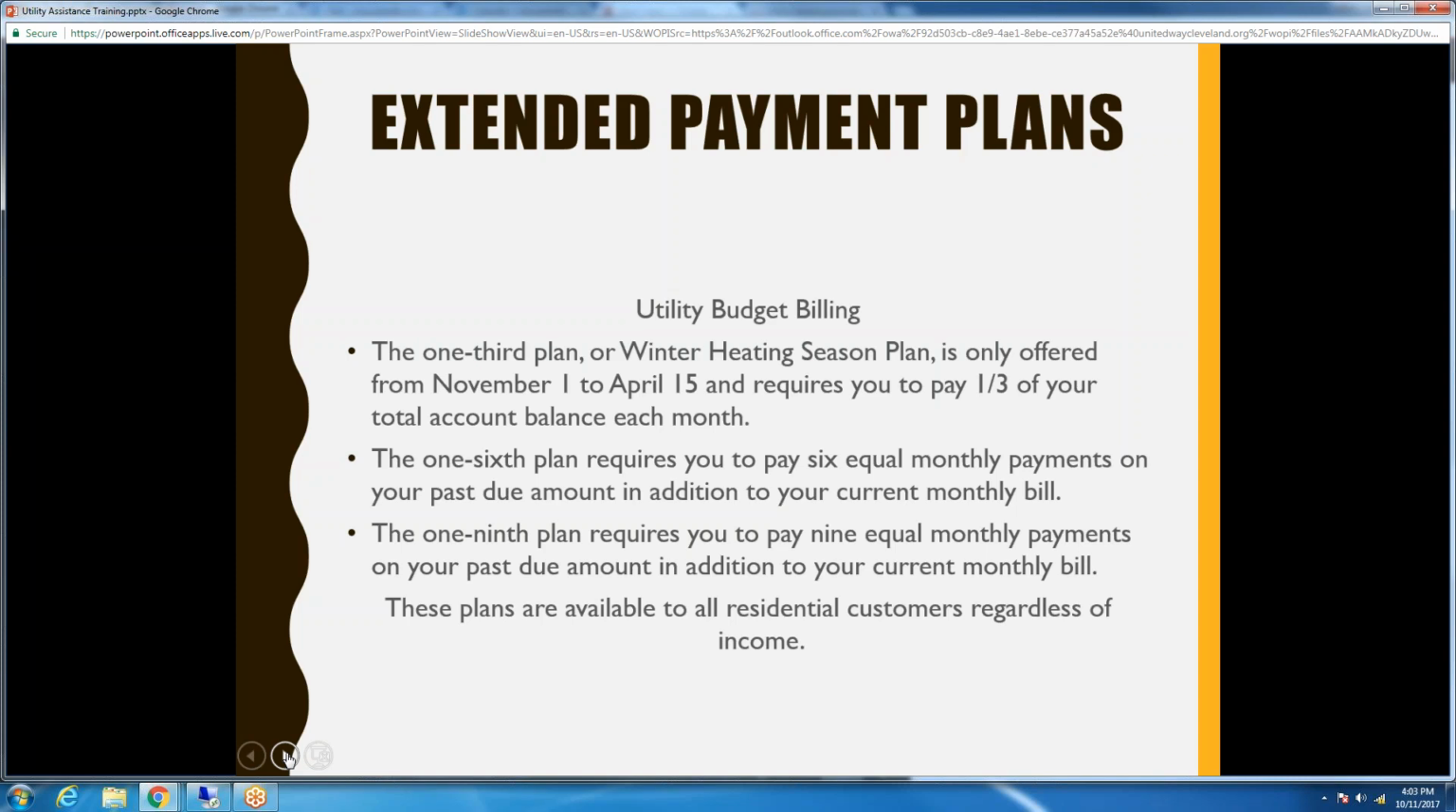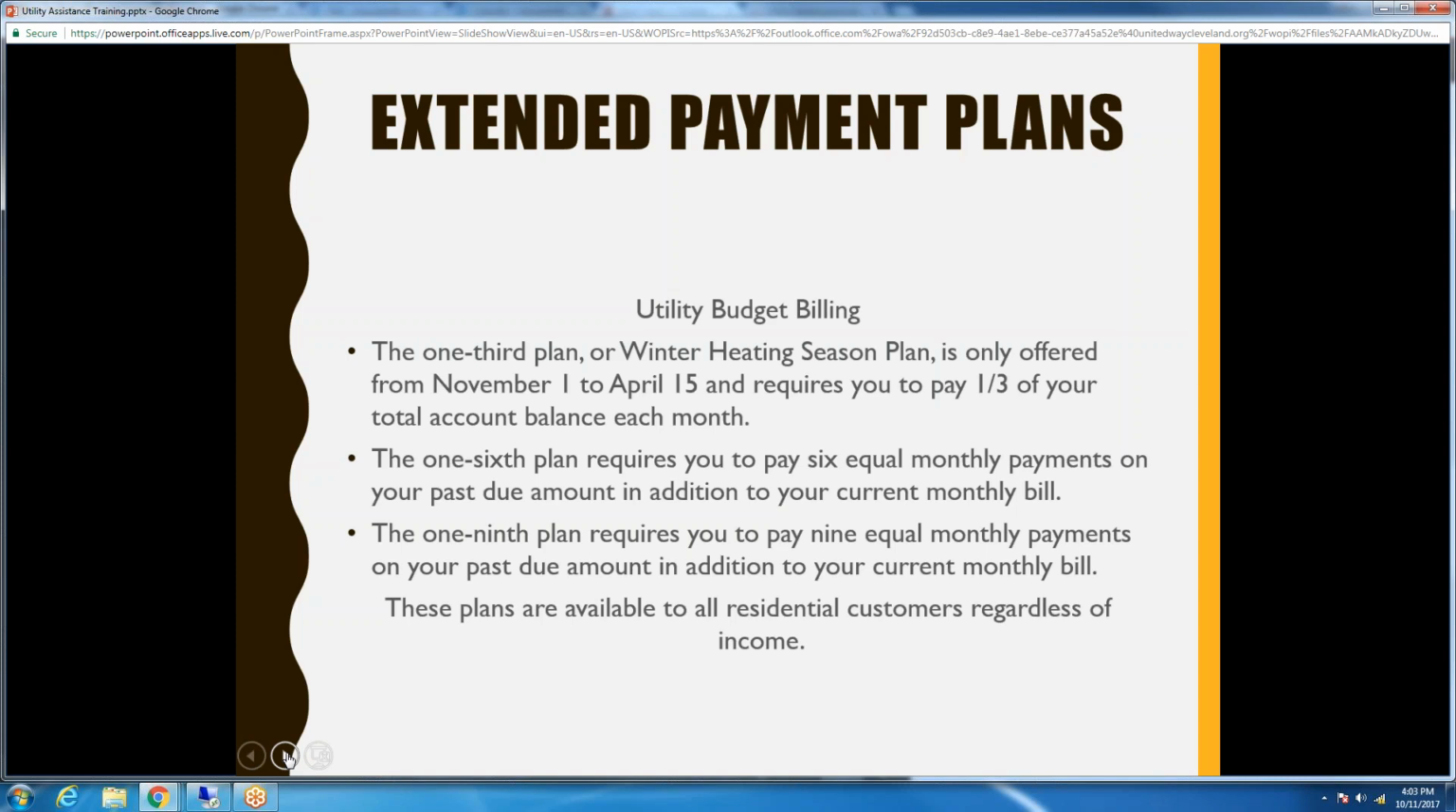And these plans are available to all residential customers regardless of income. And callers should contact the utility directly, but can also call PUCO for more information, as PUCO orders them to offer these programs.